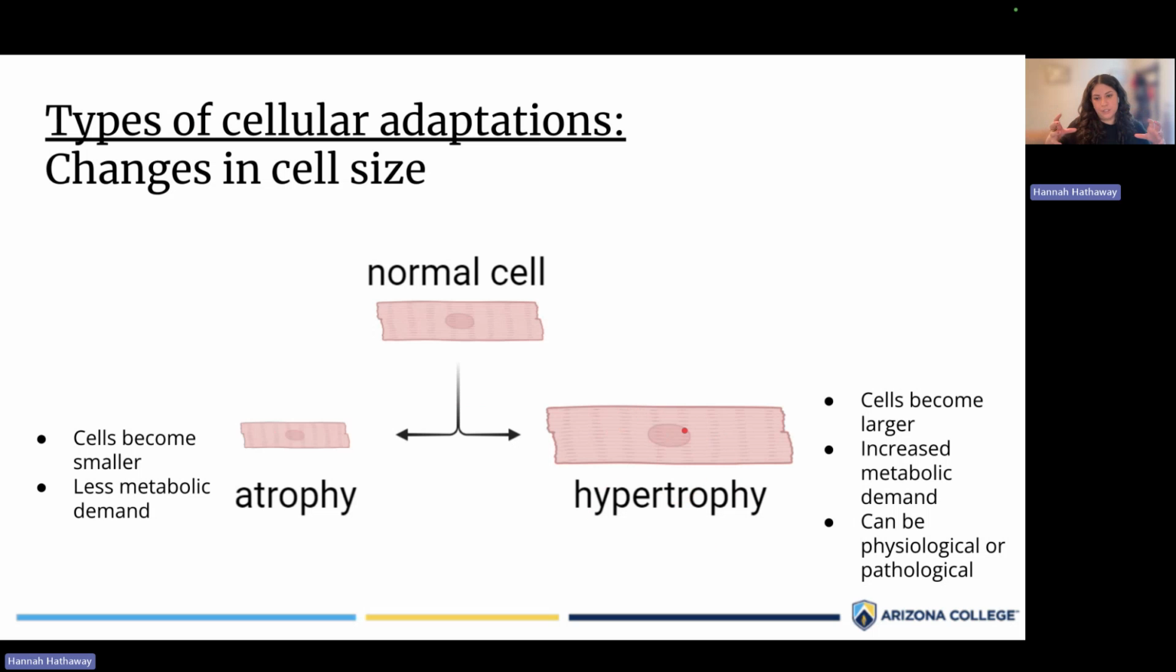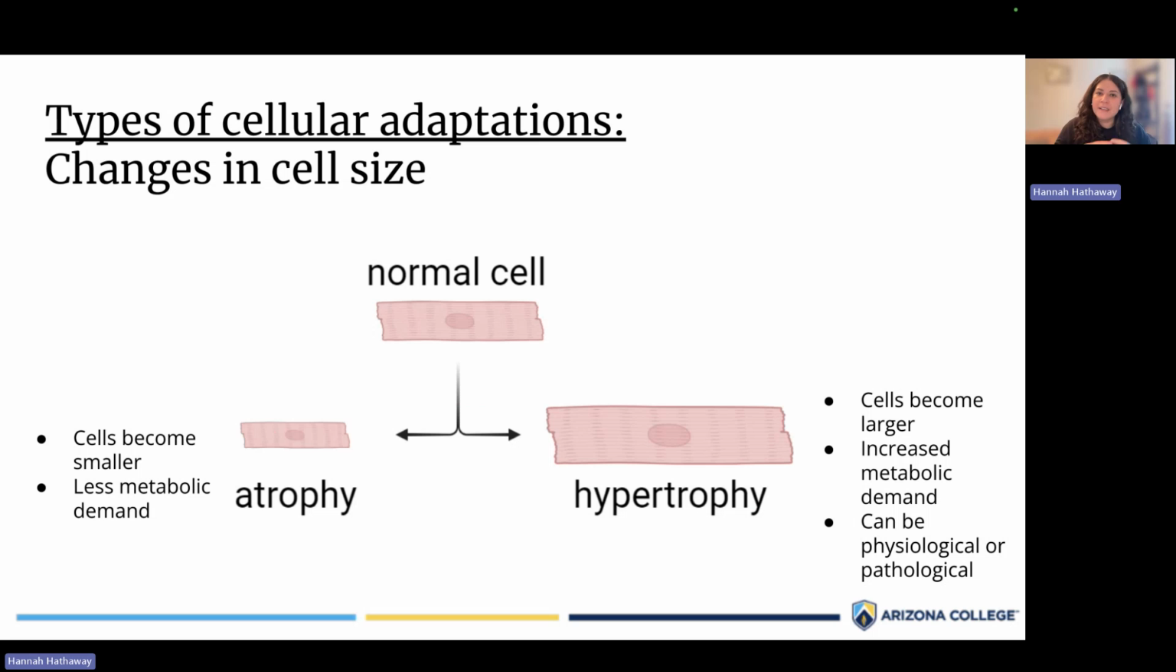The cell will grow larger. Hypertrophy can be physiological, meaning normal and healthy, or pathological, meaning a bad maladaptive change. For example, if you go to the gym and you're working out really hard and trying to build your muscles and make them bigger, if your muscles do get bigger, that is hypertrophy. And that is usually physiological hypertrophy because it's happening slowly over weeks and months.